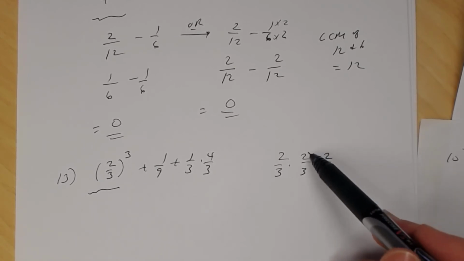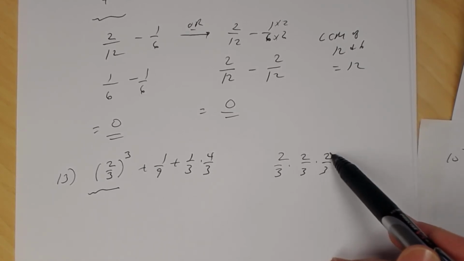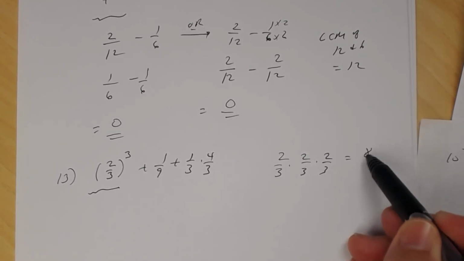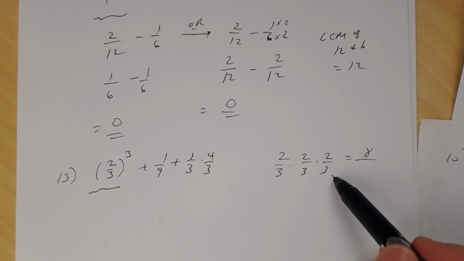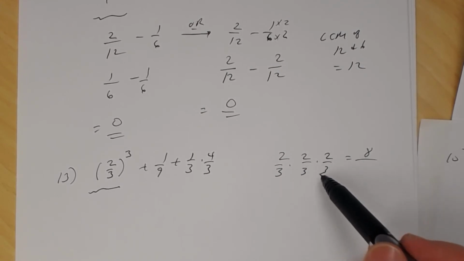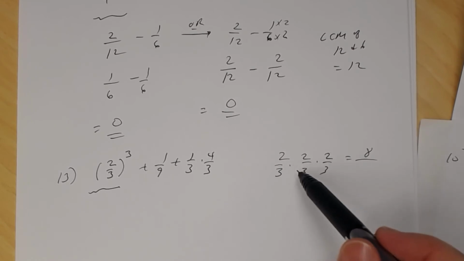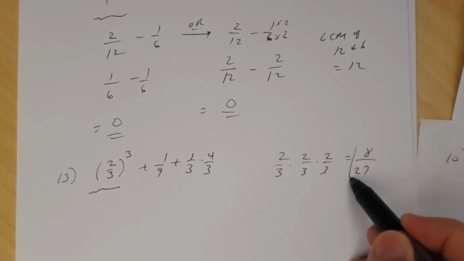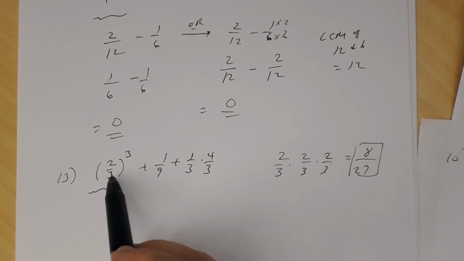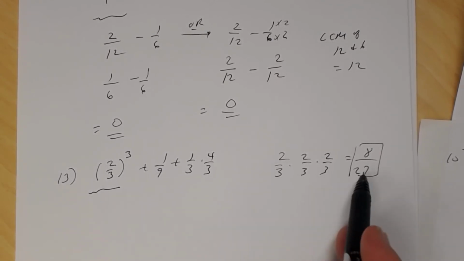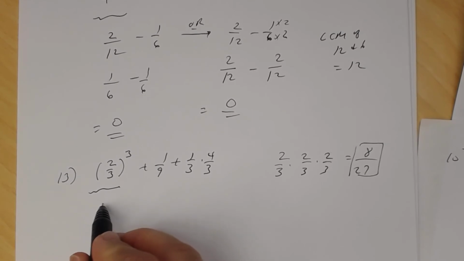multiply the denominators. So 2 times 2 times 2. 2 times 2 is 4. 4 times 2 is 8. So I get 8 in the numerator here. 3 times 3 times 3. Well, 3 times 3 is 9, and then 9 times 3 is 27. So I get 8 divided by 27. So that is just this, though. That's just this. So 2/3 times itself 3 times is 8 divided by 27.